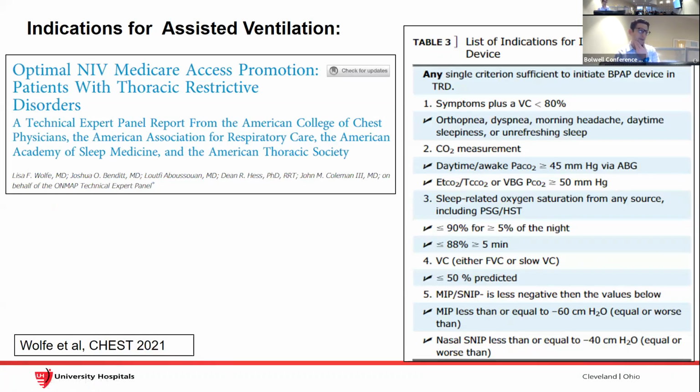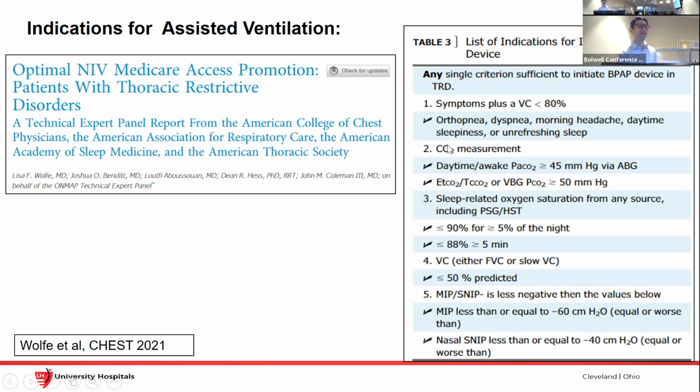Now, last year, the major societies, so CHEST, ATS, and, well, I guess four, American Association for Respiratory Care, AASM, and ATS, got together to advocate to change the rules. I recommend that you go through these papers. Dr. Patil was on the committee for a number of them. This is one example of those papers, which advocates for optimal non-invasive Medicare access for patients with thoracic restrictive disorders. Table 3 in that paper lists indications for initiation of BPAP, a bi-level device, and any single criterion is sufficient to initiate a BPAP device in thoracic restrictive disorders.